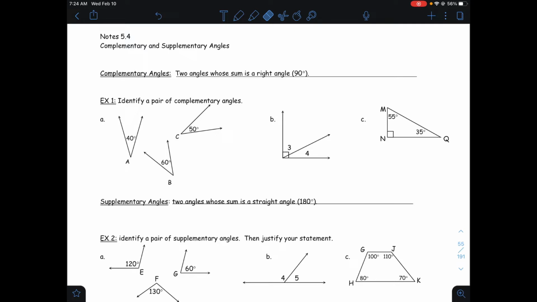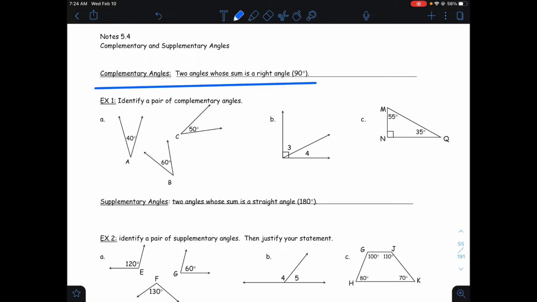Today we're going to be learning about complementary and supplementary angles. Complementary angles are two angles whose sum is a right angle, or 90 degrees. So that means that when you add them up, they're going to equal 90 degrees.